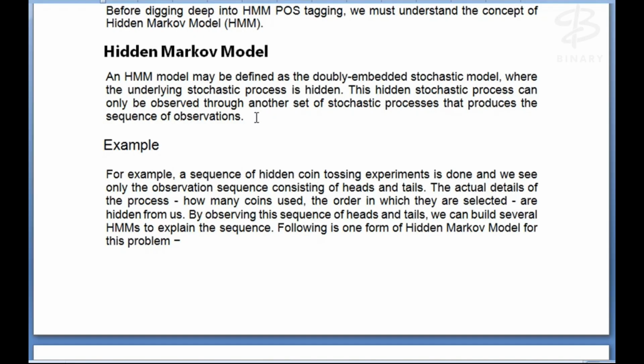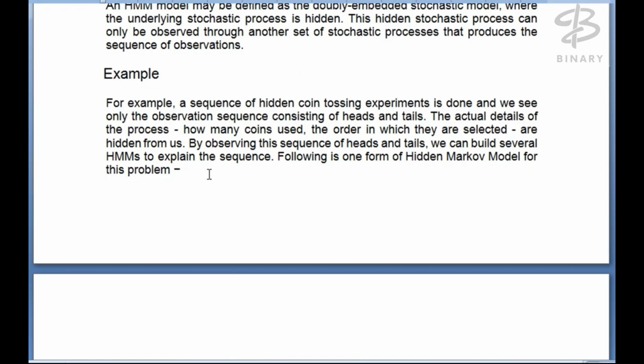It means that first stage here we have reached, then this. So there are so many processes under this stochastic, so a number of sequences are there. It will be observed. So what exactly comes out from this? Take one example. A sequence word has been used here: sequence of observation. So here just see, a sequence of hidden coin tossing experiments is done, and we see only the observation sequence consisting of head and tail.